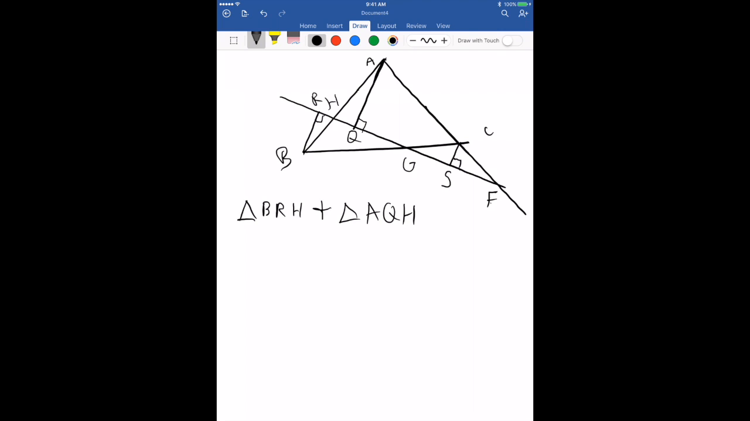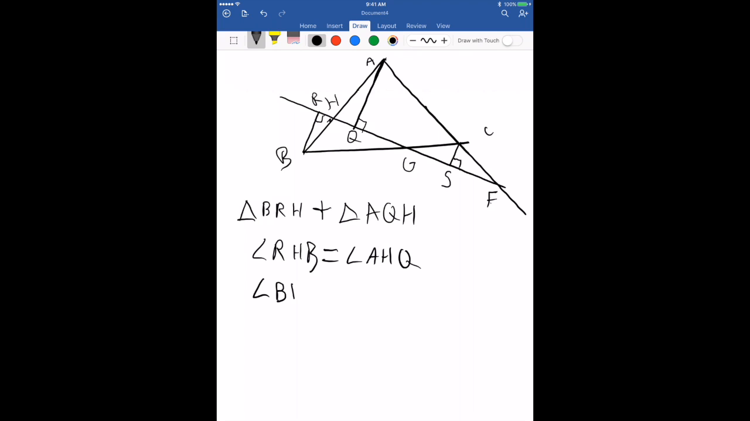We have this angle here, angle RHB. This angle RHB is going to be equal to angle AHQ, because those are vertical angles, and we already talked about that. So angle RHB is equal to angle AHQ.